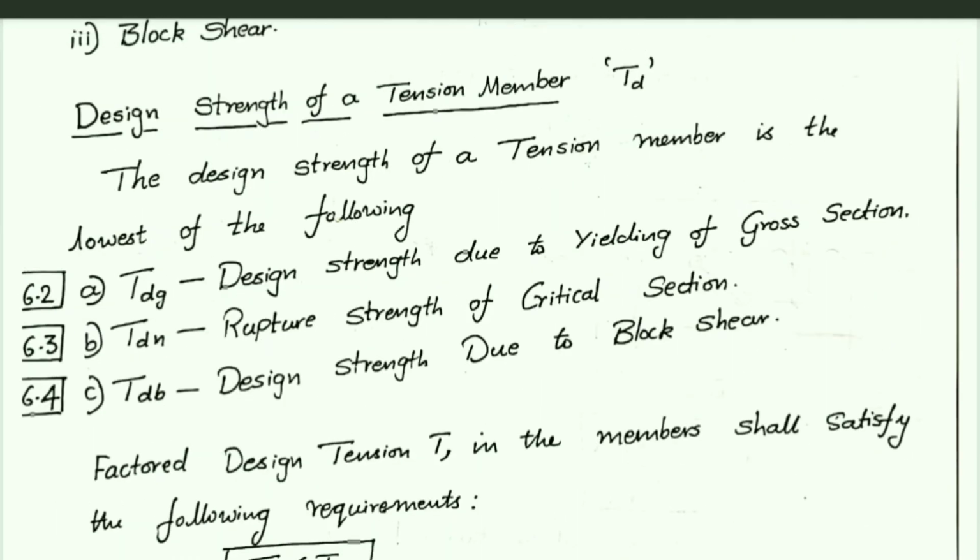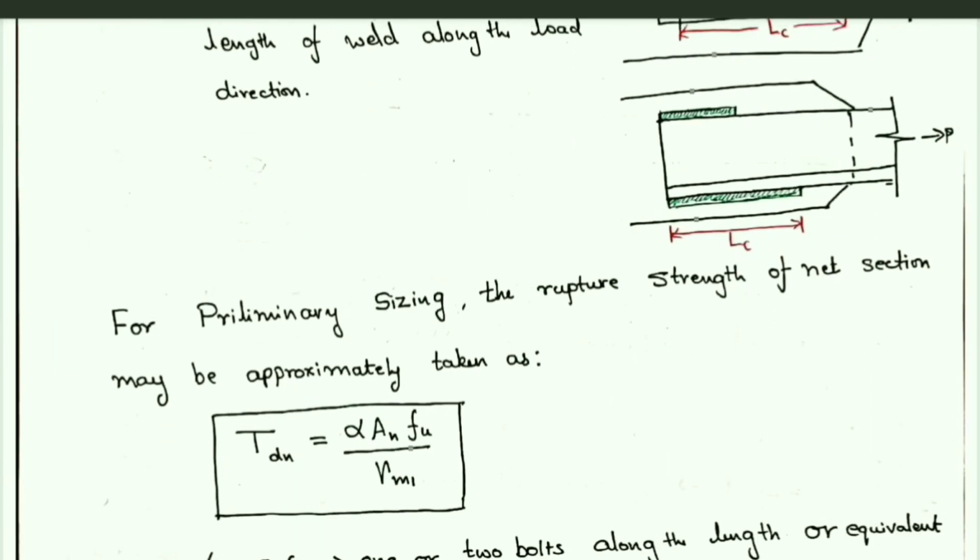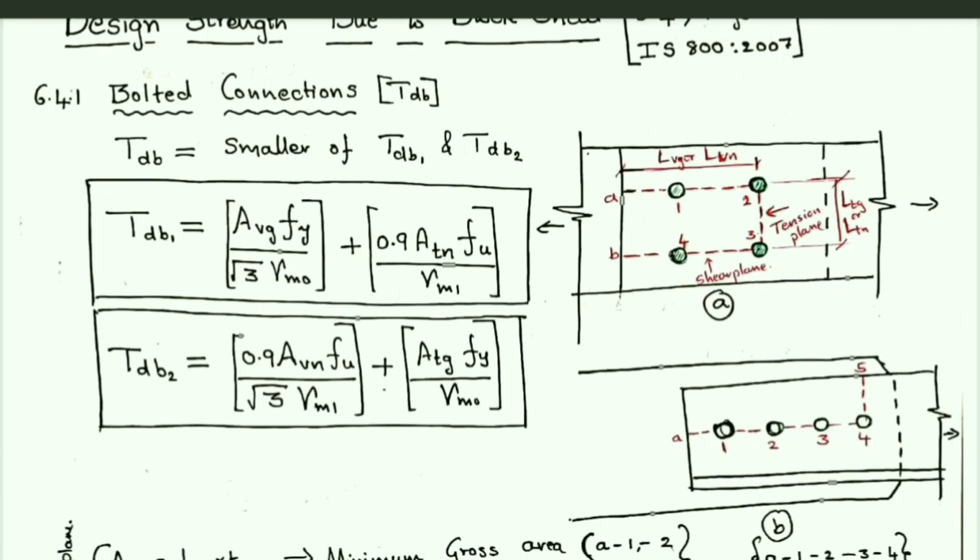Next, the third one is block shear failure. You can see here the section gets separated along the line of bolting. If you take an angle, this area gets separated, and the dotted line shows where the failure may occur. This is called block shear failure.